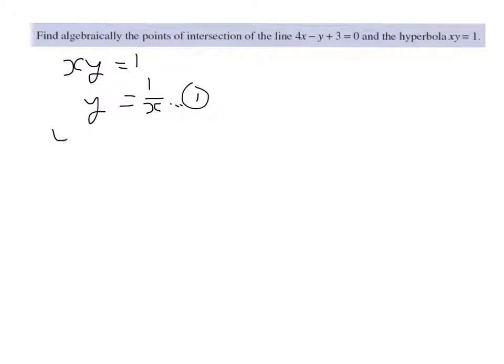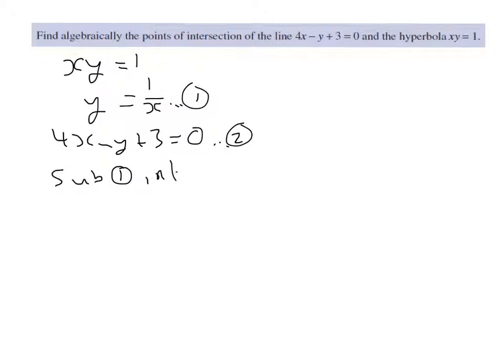So if I write down 4x minus y plus 3 equals 0 and call it equation number 2, what I would do is sub equation number 1 into equation number 2. In place of y, I'm going to be able to write 1 over x. And something a bit funny happens when we do this. So I have 4x minus 1 over x plus 3 equals 0.